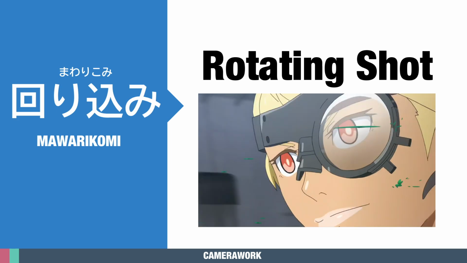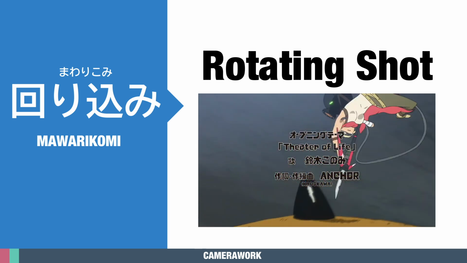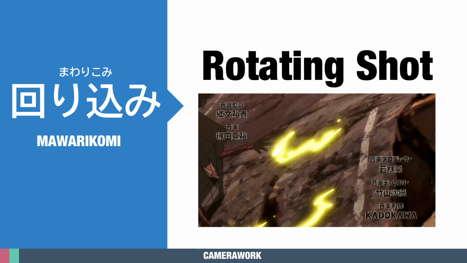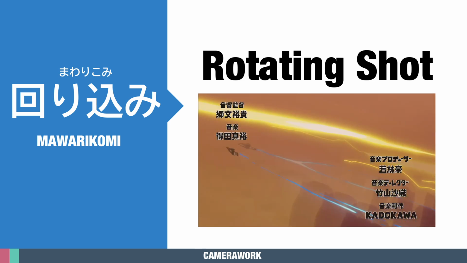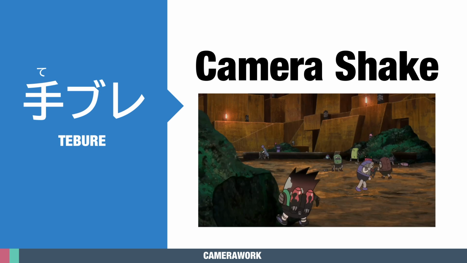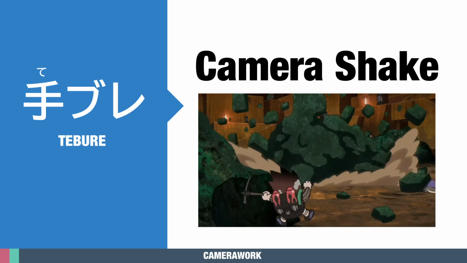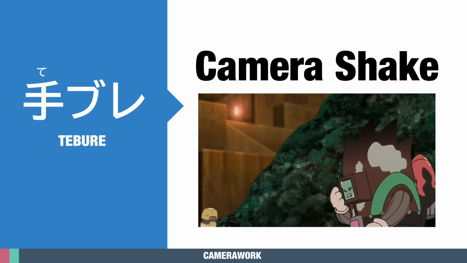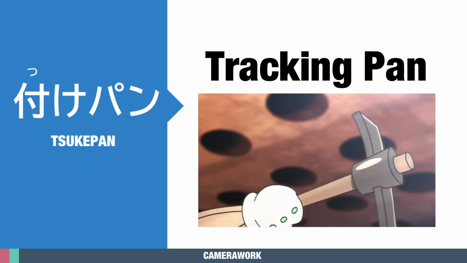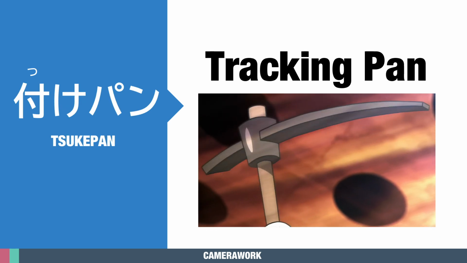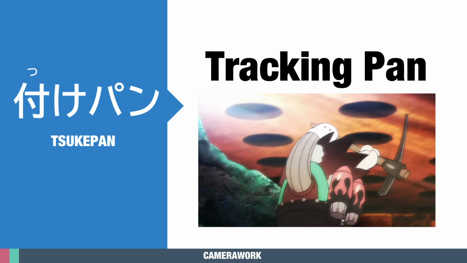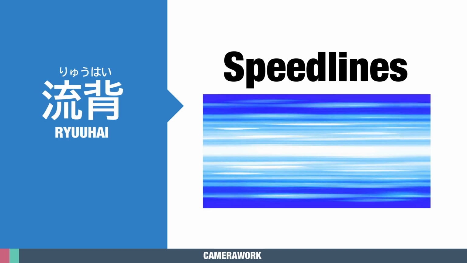Mawarikomi. This is a special type of shot where the camera looks like it is rotating around the character. Tebure, a handycam shake effect, also sometimes called a handibure. Skip pan. This is a tracking pan where the animation layer is fixed and only the background moves. Ryuhai, speed lines. These can be either drawn by the animator or generated by the compositor.